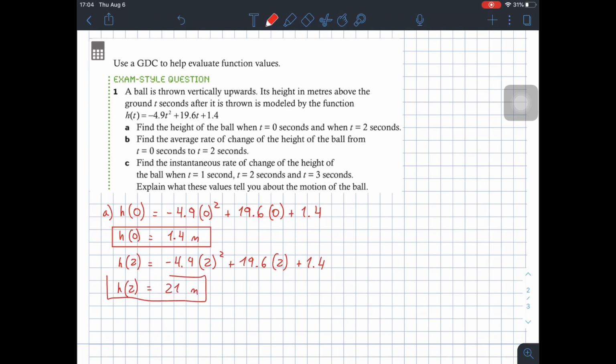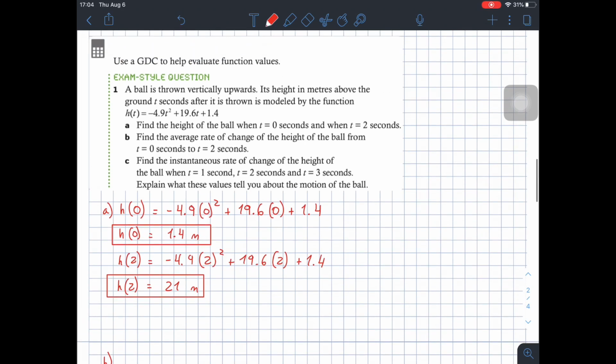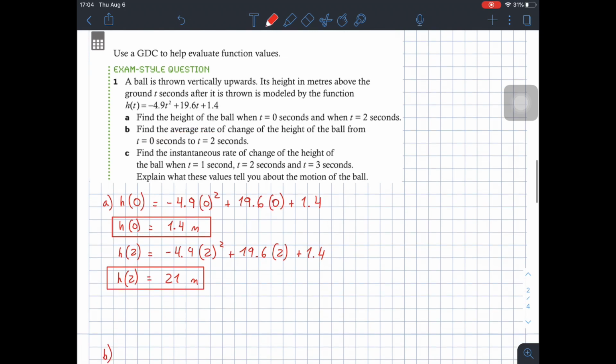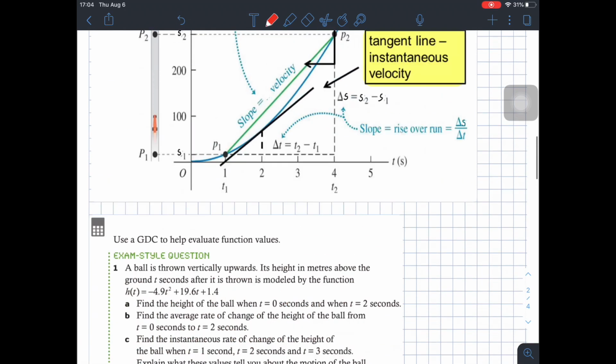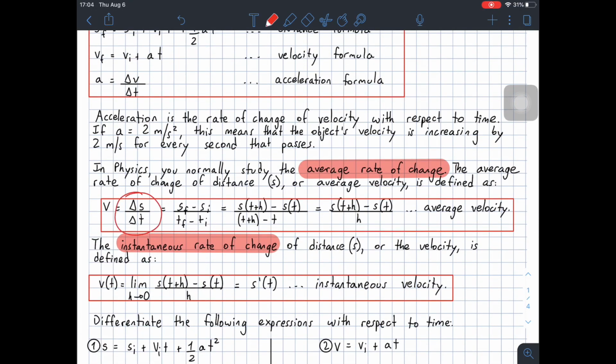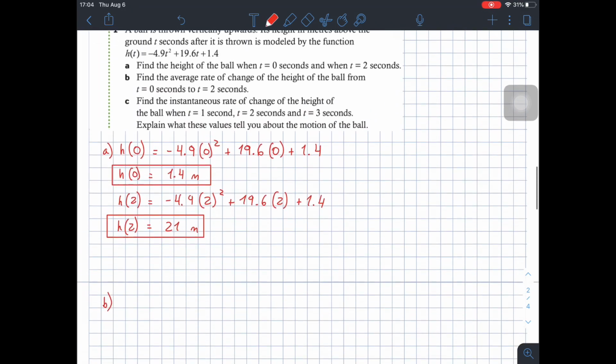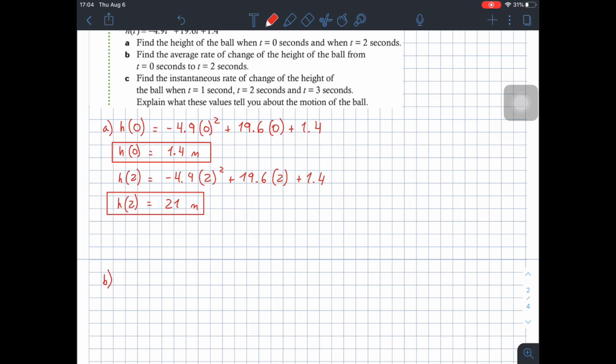Okay, 21 meters. Then we have part B of the exercise, which says the following. Find the average rate of change of the height of the ball from t equals 0 to t equals 2. To find the average rate of change, I will need to apply this concept over here: change in distance over change in time, right? In this case, change in height over change in time. That will give us the average rate of change of height, okay?